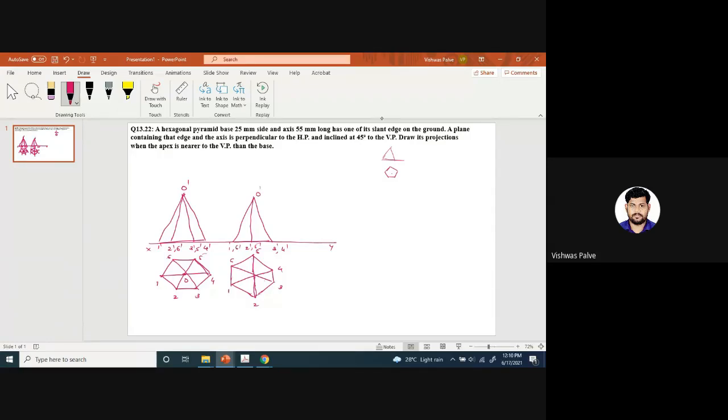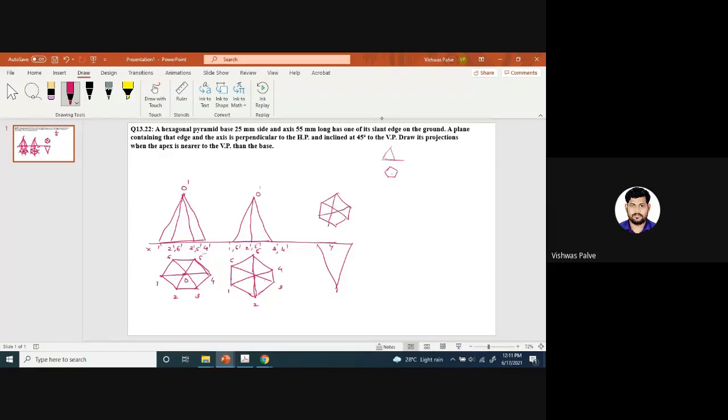We know that it is resting on a horizontal plane, so that's why we have drawn it like this. Suppose the object is resting on a vertical plane, then what would we have done? We would have drawn the true shape of the base above the XY line, and this will be the front view. Sorry, the top view of an object when it is resting on a vertical plane.